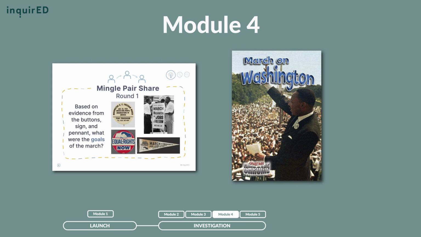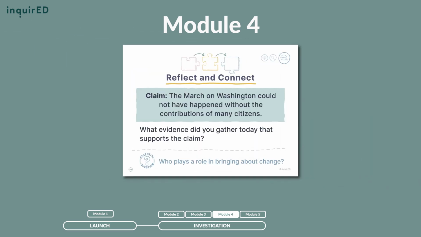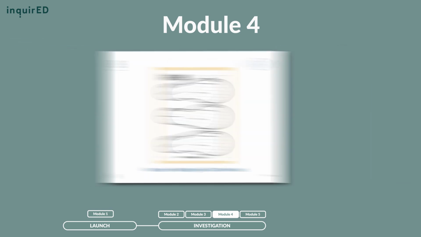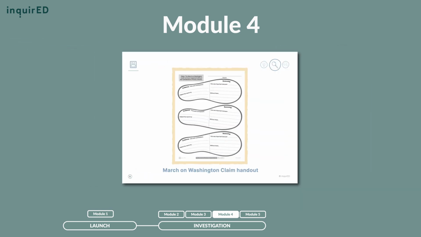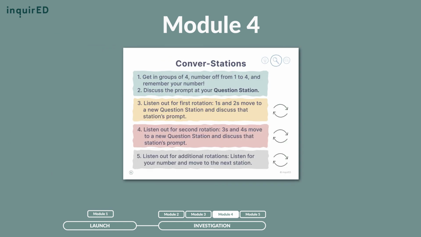In Module 4, students investigate primary and secondary sources to gather evidence about the March on Washington. They support a claim about the role of everyday citizens, filling in footsteps with supportive evidence and reasoning. Then, they reflect and share their learning through a conversations protocol.